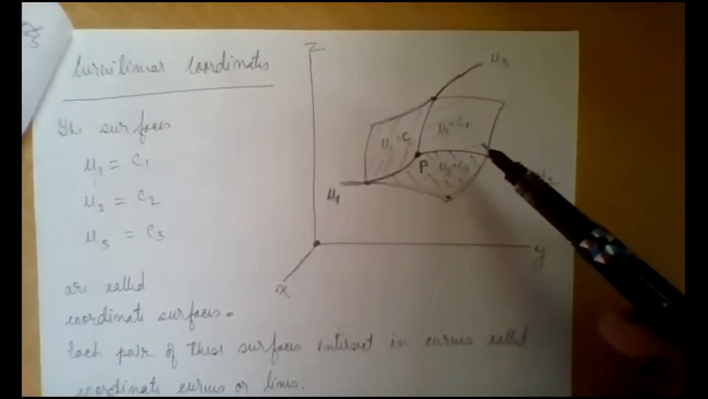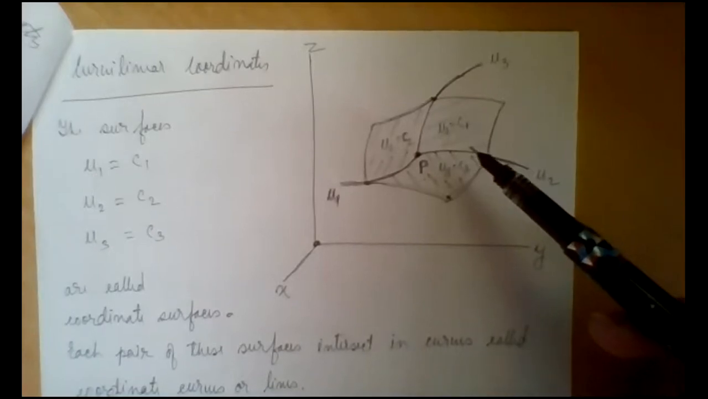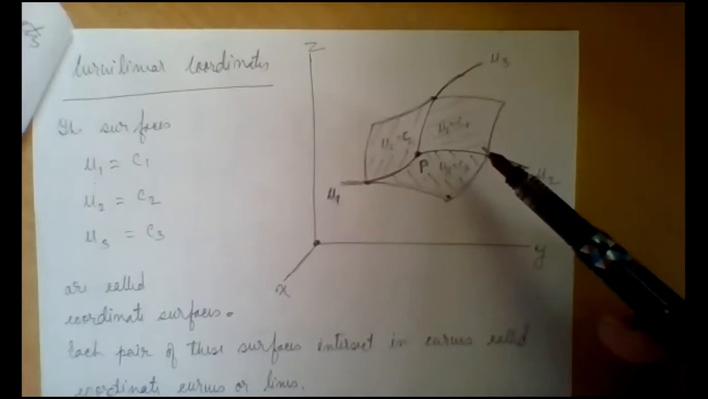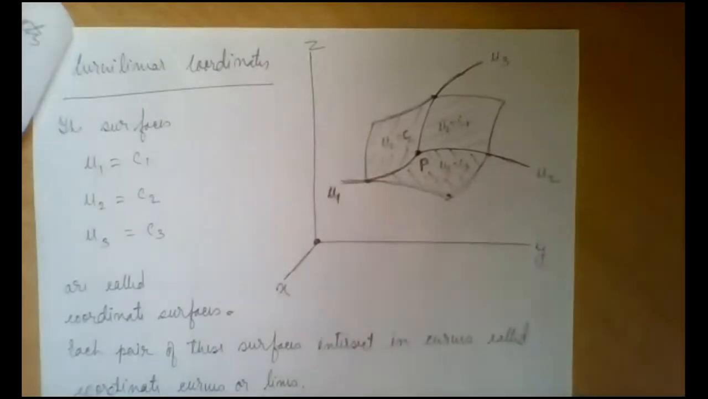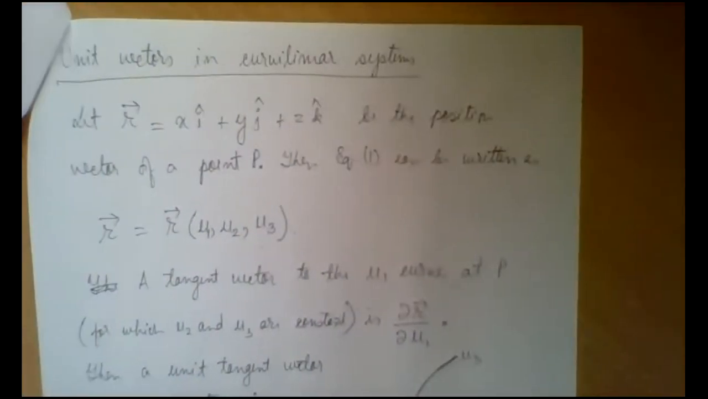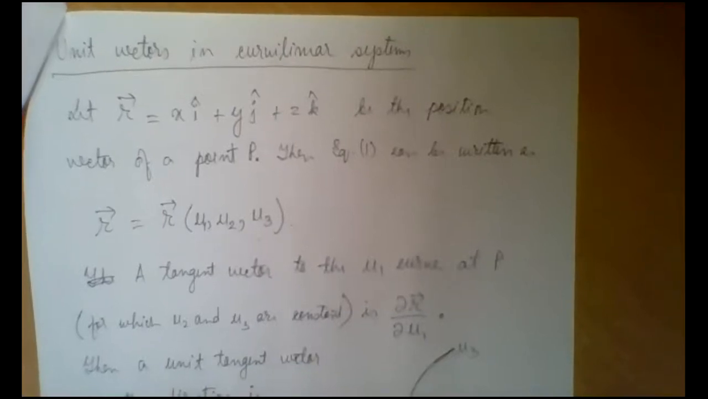If the coordinate surfaces intersect at right angles to each other, then the curvilinear coordinate system is called an orthogonal curvilinear coordinate system. This is what we discussed in the last class. And then we also discussed unit vectors in the curvilinear coordinate systems.